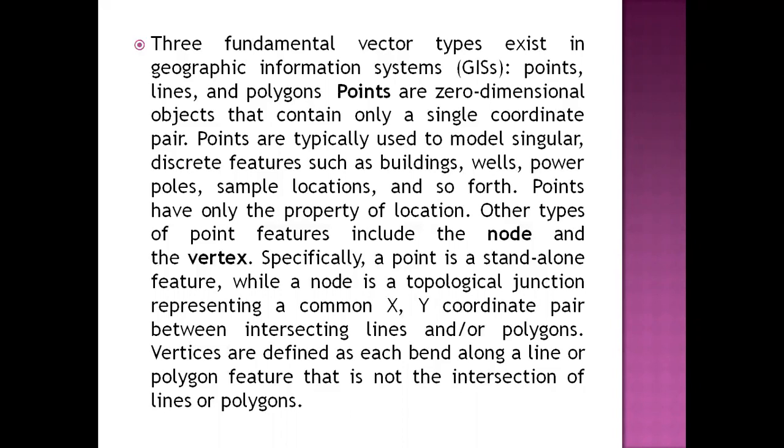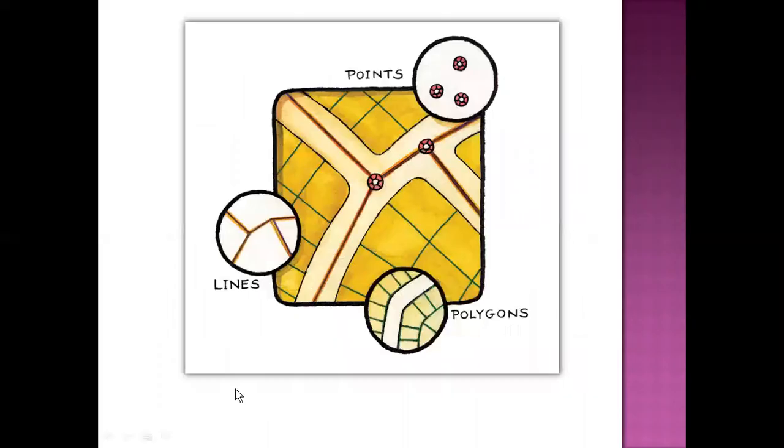Specifically, a point is a standalone feature, while a node is a topological junction representing a common xy coordinate pair between intersecting lines and polygons. Vertices are defined as each bend along a line or polygon feature that is not the intersection of the lines or polygons. See here, this is a feature vector diagram.